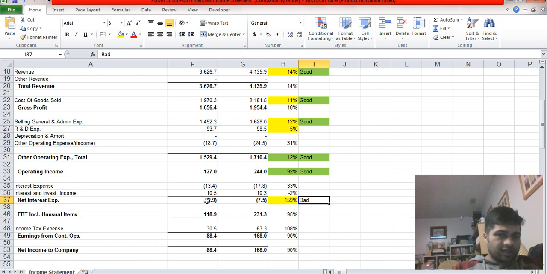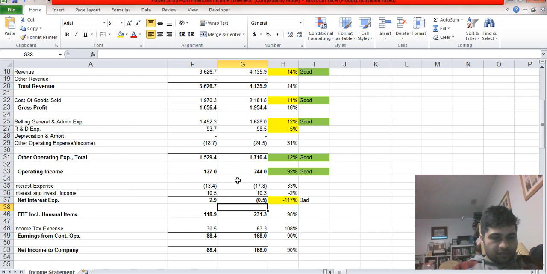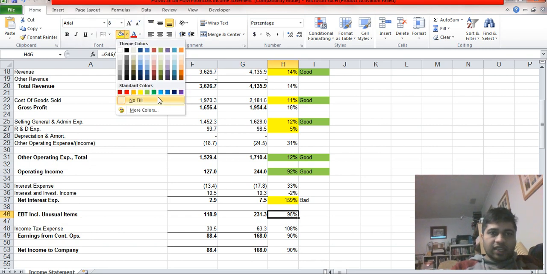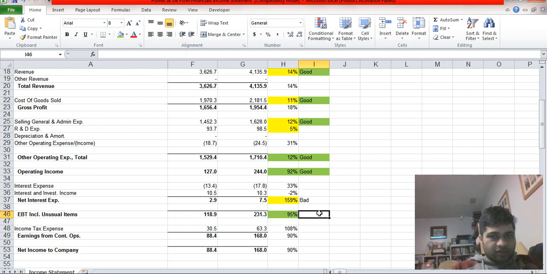But let's ignore the signs, and let's say these signs were not negative but positive, then what you would have done? If interest expense is increasing, that's a bad sign. Earning before tax has increased by 95%. That is again good, but you need to dig deeper. You need to find out whether this trend would continue.